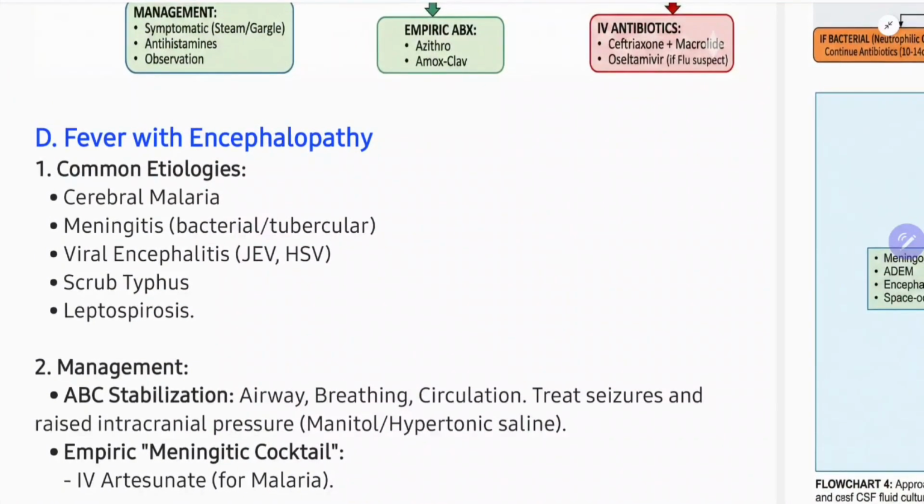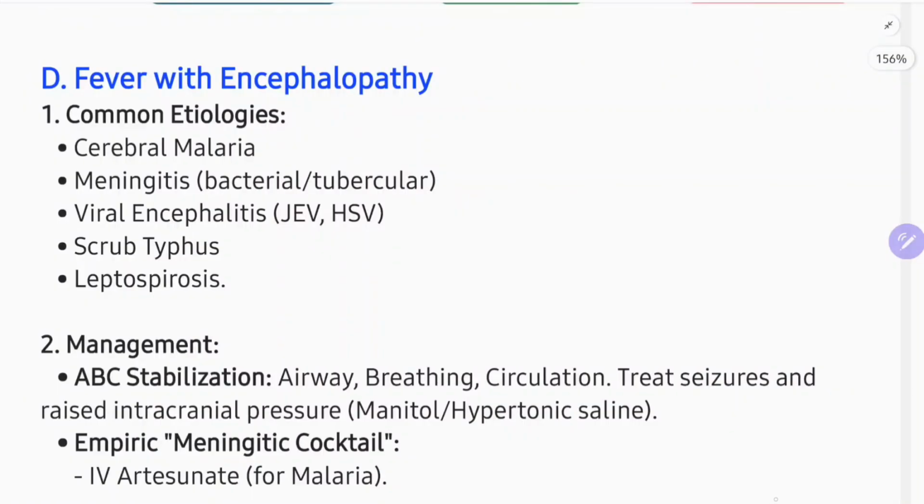Now coming to fever with CNS symptoms. Fever with encephalopathy. Common etiologies include malaria. Viral encephalitis includes Japanese encephalitis virus and herpes simplex virus, and bacterial includes bacterial meningitis and tubercular meningitis. Important point: atypical bacteria like scrub typhus and leptospirosis, and parasitic cerebral malaria.